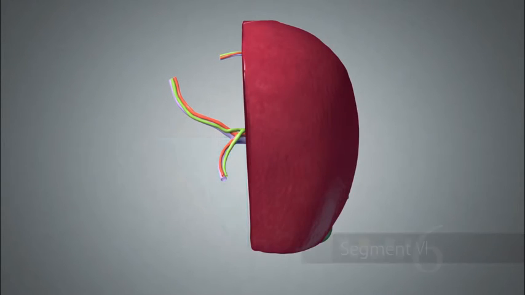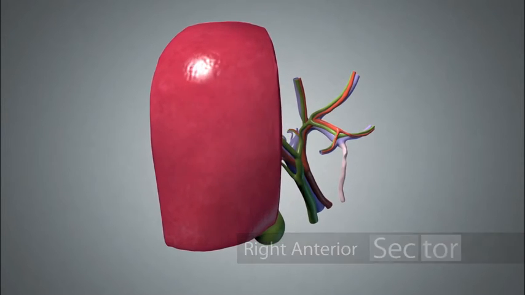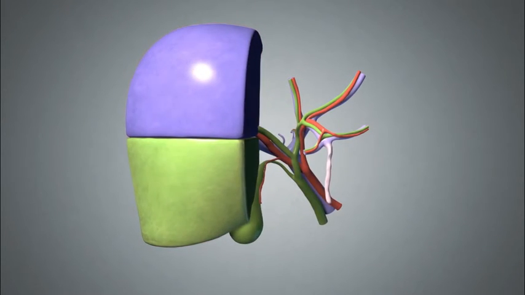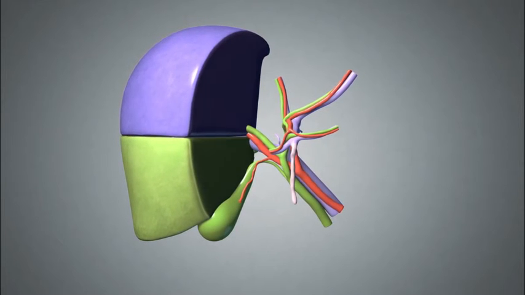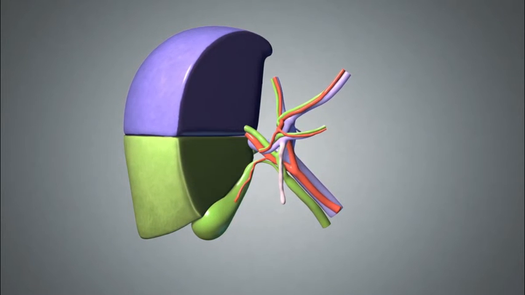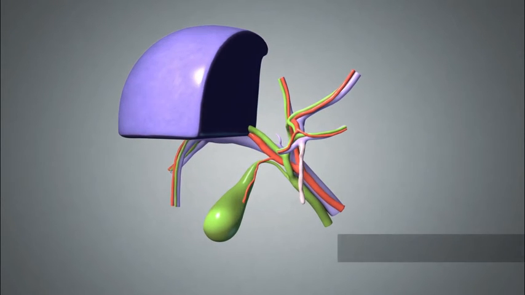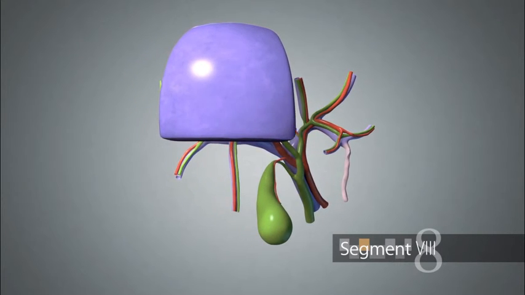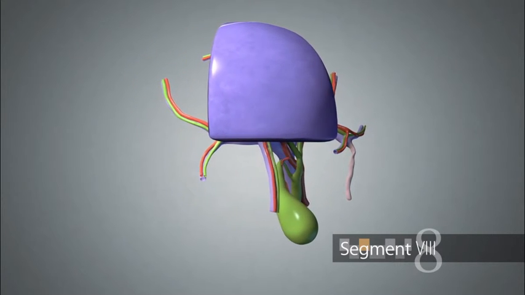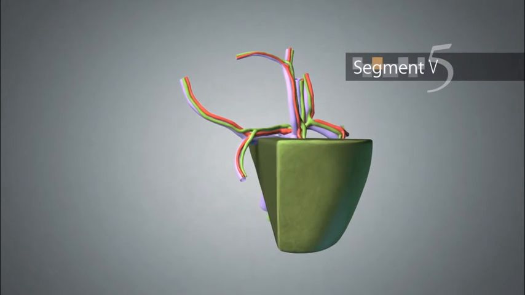The right anterior pedicle supplies the right anterior sector. The right anterior sector includes segments 5 and segment 8. Similar to what we discussed for the right posterior sector, the parenchyma that is cephalad to the level of the portal vein bifurcation is termed segment 8, and the area that is caudal is termed segment 5.